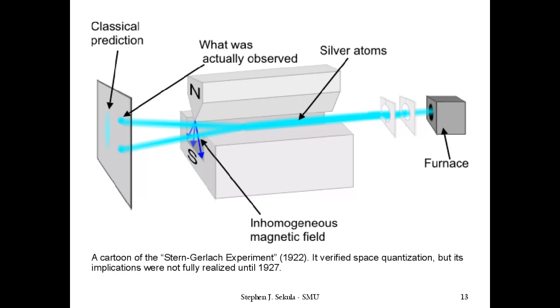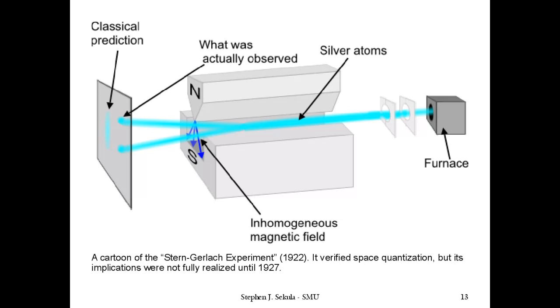And classically, you'd expect the beam to simply strike the screen and remain in whatever shape it came out in. So let's say circular. If you run it through some circular collimators, you'd expect the beam over here to be circular. But if orbital angular momentum space quantization is present, you would expect, based on calculations of the magnetic moments of the atom and how that would respond in relation to the orbital angular momentum, you'd expect the beam to split.